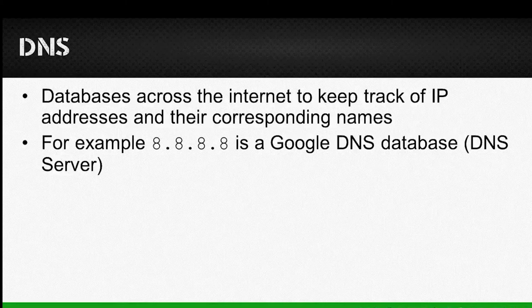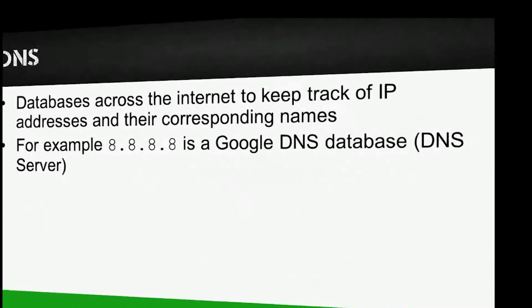In one column, you have the name of every single website, and in the other column, you have the corresponding IP address of every single website. These DNS databases are spread all across the internet, and each one of them would have their own IP address. One of the most famous ones, for example, is the Google DNS database, which has the IP address of 8.8.8.8. So if you go right now and ping 8.8.8.8, you will get a response from it. If you trace route to it, you will get a response from it.